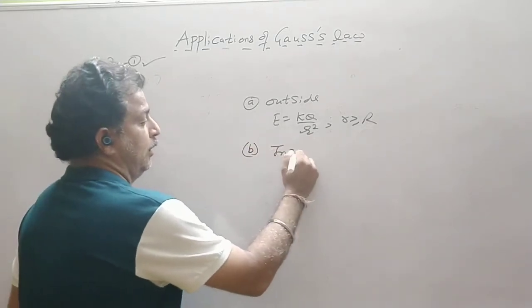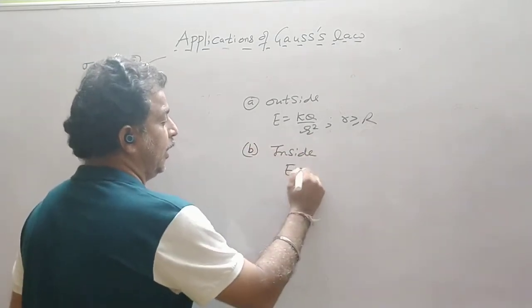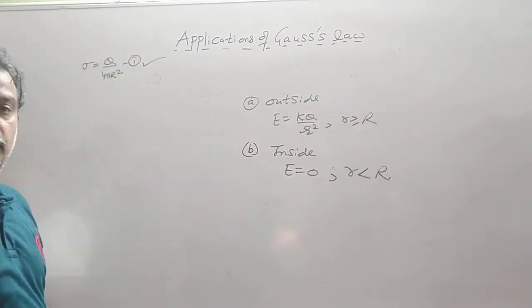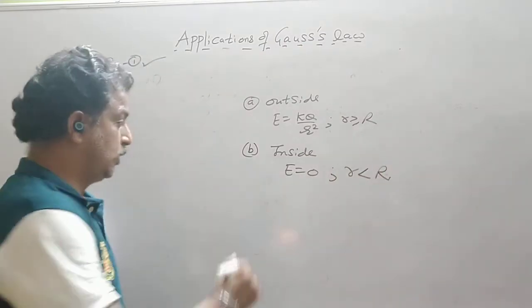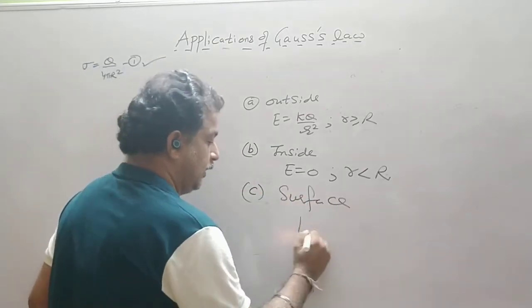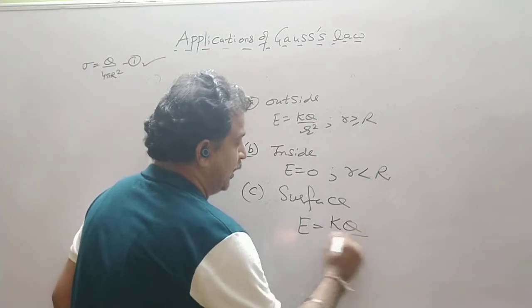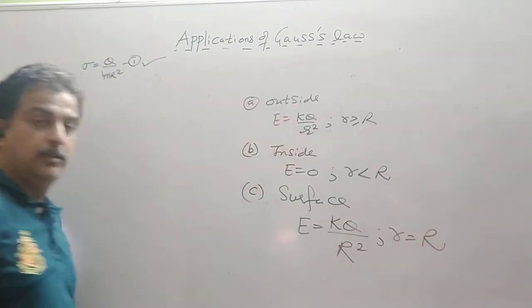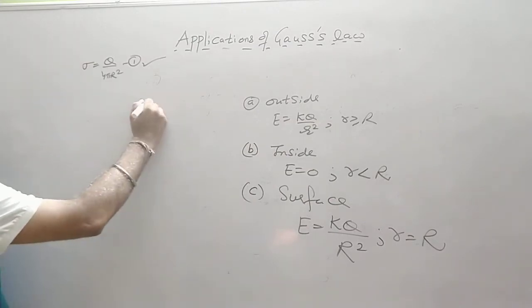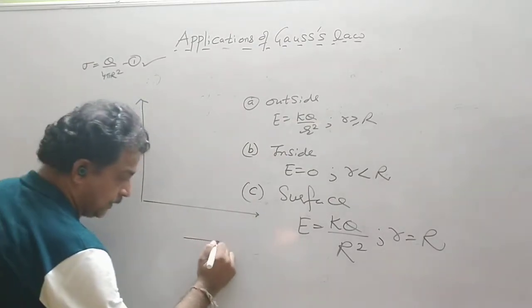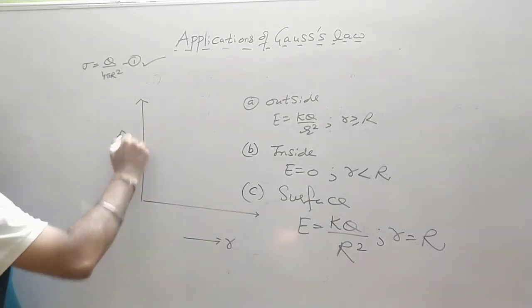Second, inside is 0 because no charge is enclosed inside the Gaussian surface, and on the surface E comes out to be kq upon capital R square, where small r is equal to capital R. Now let us plot the graph. This is small r, E.